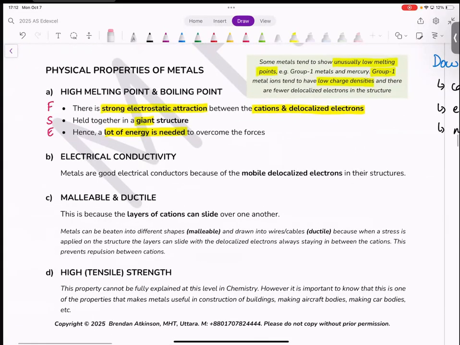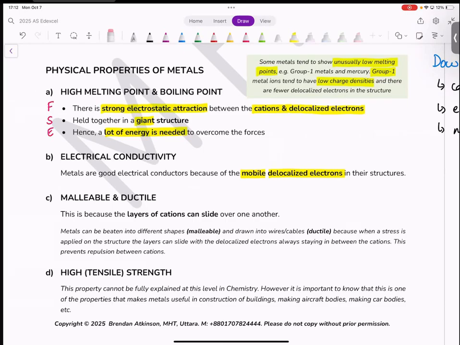Next, electrical conductivity. Metals are good conductors. Again, it's a 2-mark answer. They give you 4 or 5 lines to write this answer. Can I just write these 3 words here? Mobile, delocalized electrons, or delocalized electrons can move. You don't write an essay there in the exam.